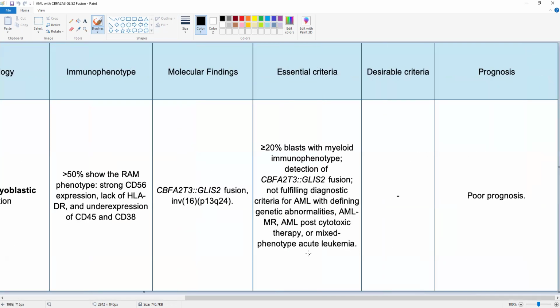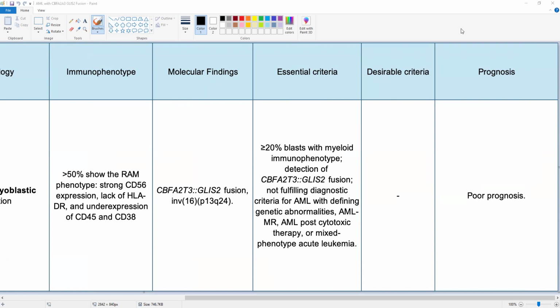The molecular findings that are usually seen in this condition, you have to have the CBFA2T3-GLIS2 fusion. Sometimes you can see inversion 16. And to make the diagnosis, you need to identify at least 20% blasts with myeloid immunophenotype. You need the CBFA2T3-GLIS2 fusion in a patient with acute leukemia not fulfilling diagnostic criteria for AML with defining genetic abnormalities, AML myelodysplasia related, AML post-cytotoxic therapy, or mixed phenotype acute leukemia, and it has poor prognosis.